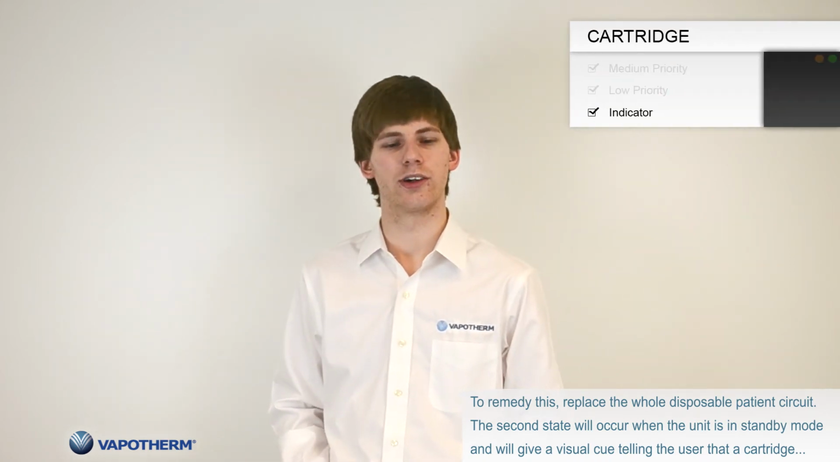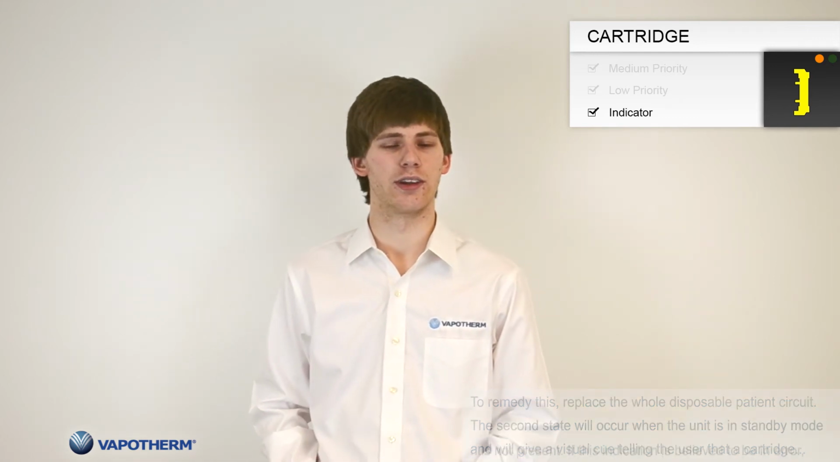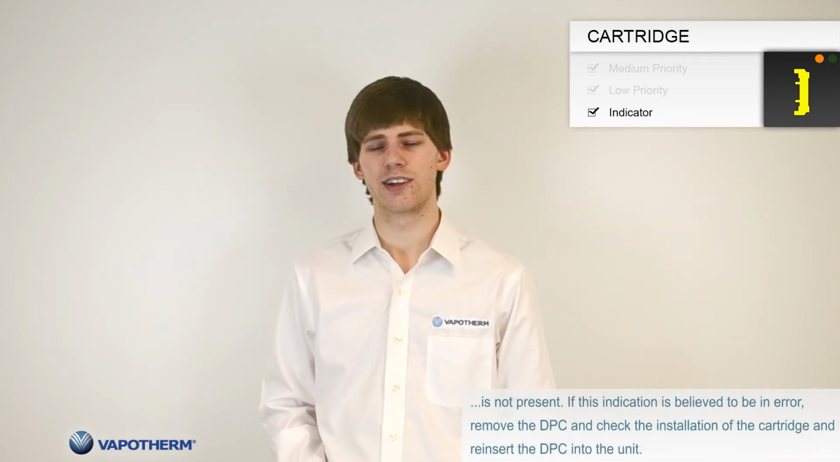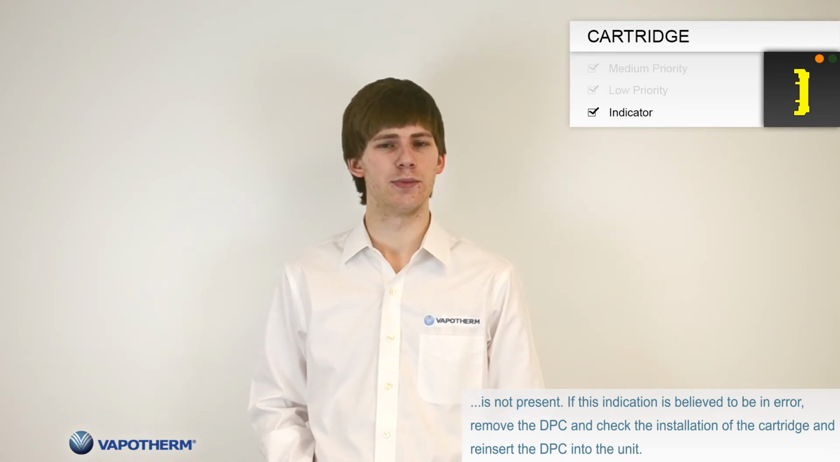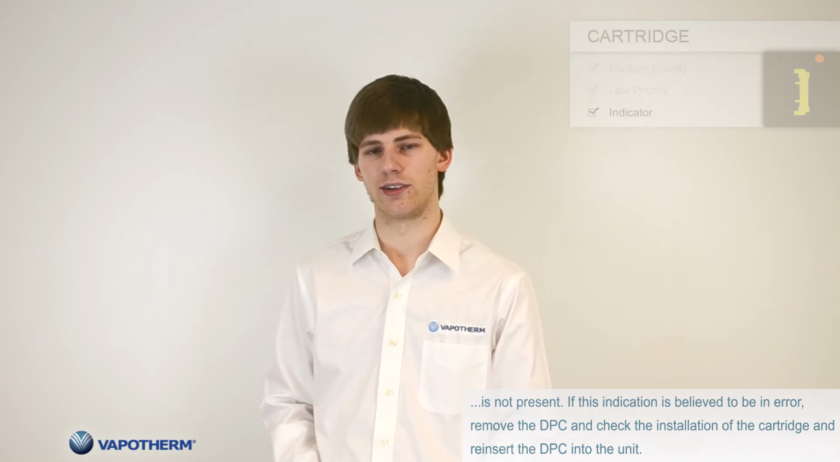The second state will occur when the unit is in standby mode and will give a visual cue telling the user that the cartridge is not present. If this indication is believed to be an error, remove the DPC and check the installation of the cartridge is correct, and then reinsert the DPC into the unit.